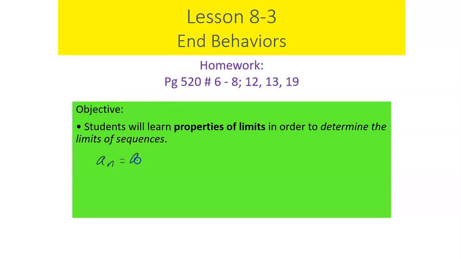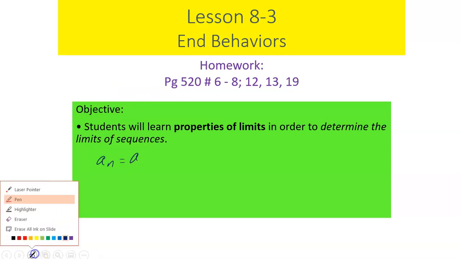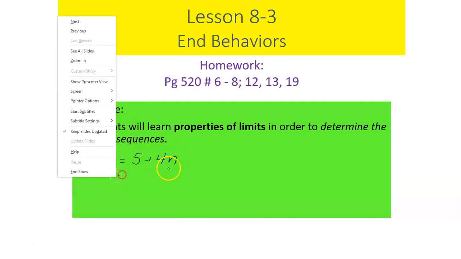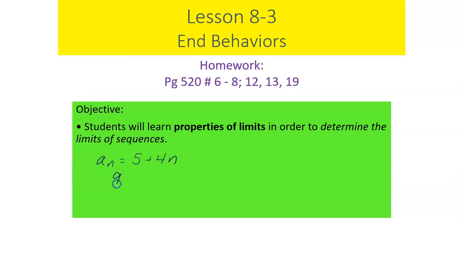So if we have a sequence, a sub n, is 5 plus 4n. To find the first term, we start with 1. We're always starting with 1. So 1 times 4 is 4, plus 5 gives us 9. So our first term would be 9. Then we put in 2: 8 plus 5 is 13. Then 3: 12 plus 5 is 17. Then 4: 16 plus 5 is 21.